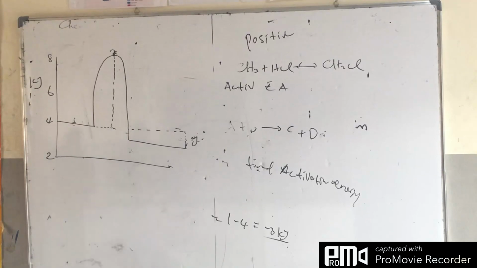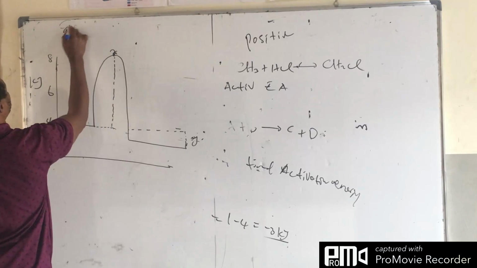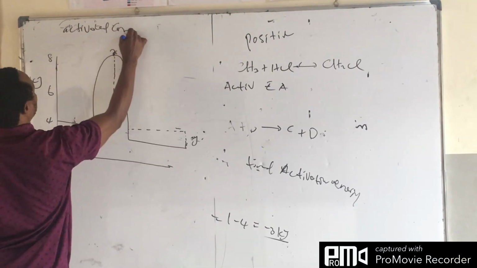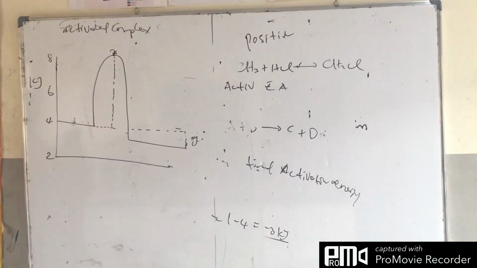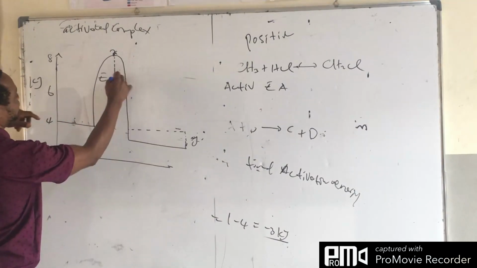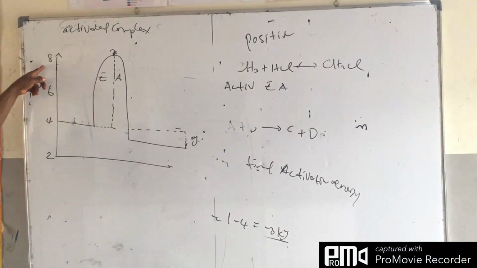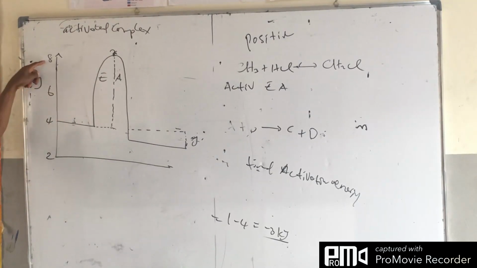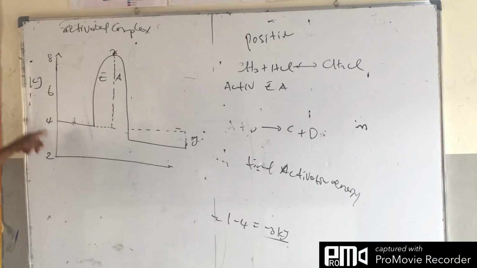What is the value of the complex here? The activated complex. What is the value? Is it 4? I did not say EA. The activated complex is 8. Then what about the EA? 8 minus 4 is 4.